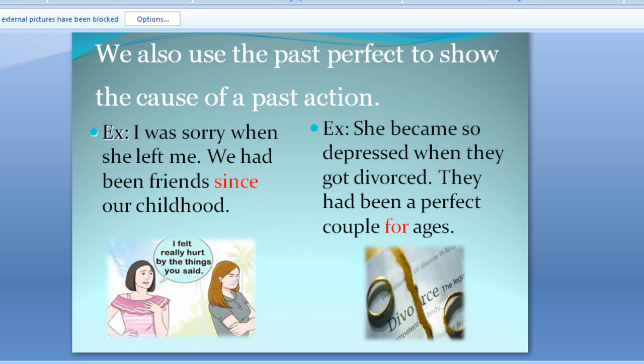We also use the past perfect to show the cause of a past action. For example, I was sorry when she left me. We had been friends since our childhood. She became so depressed when they got divorced. They had been a perfect couple for ages.